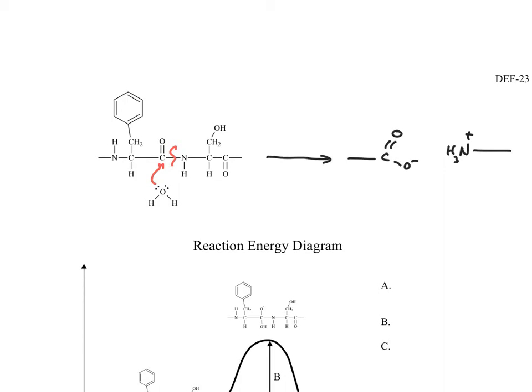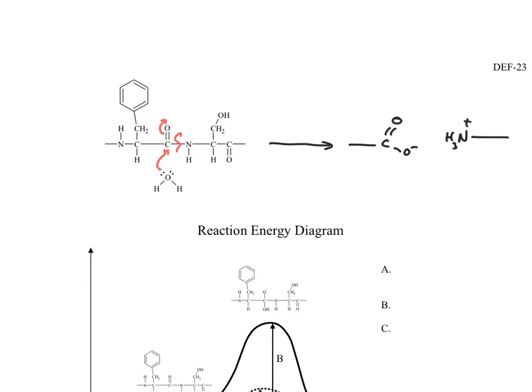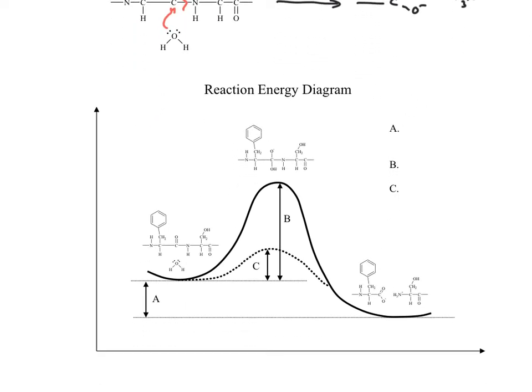And water is terrible at attacking. We would say it's a terrible nucleophile. It would be much better if it was an O- or an OH- hydroxide ion. The next thing that we have to say is that the double bond O would flip up and make an O-. That is going to be visualized down here below in what we call a reaction energy diagram.